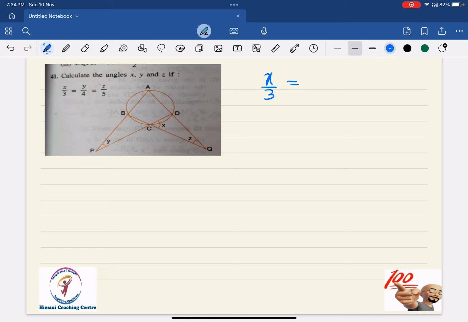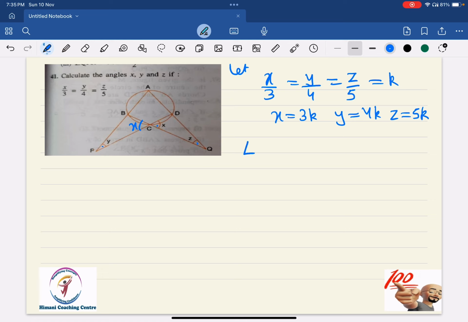So if x by 3 is equal to y by 4, which is equal to z by 5, we will say let all of these be equal to k. So that means x is equal to 3k, y is equal to 4k, and z is equal to 5k. Now let us look at this question. X is here, z is here, y is here. Now, can you see this angle is going to be x? Why? Vertically opposite angle. So we can simply say angle BCP is equal to angle DCQ, vertically opposite angles, and therefore that is equal to x.